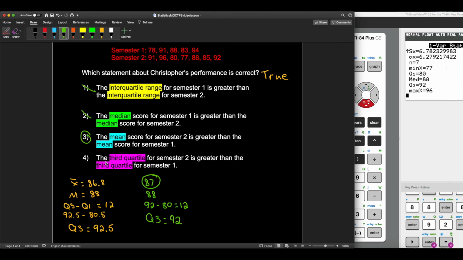And then choice 4 says the third quartile for semester 2, 92, is greater than third quartile for semester 1, 92.5. That is not true. So guys, it is, in fact, choice 3.